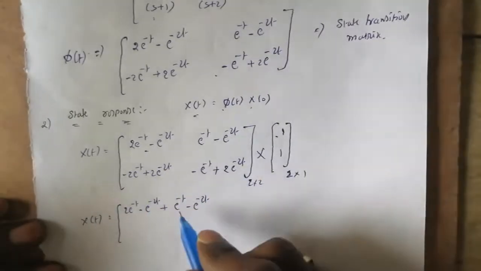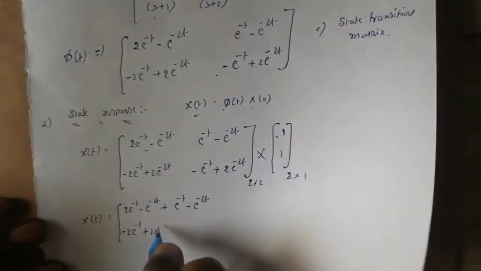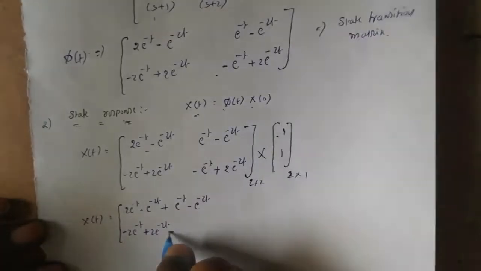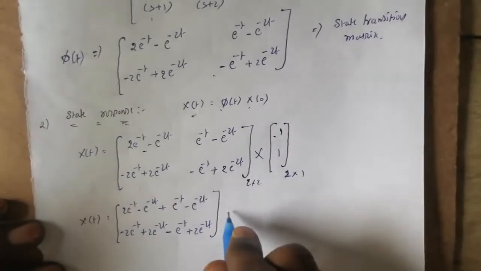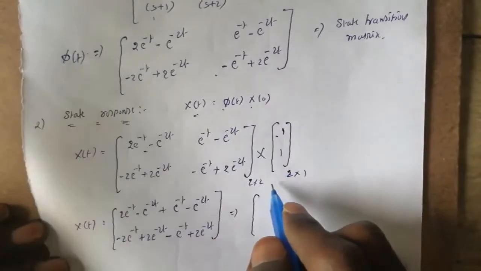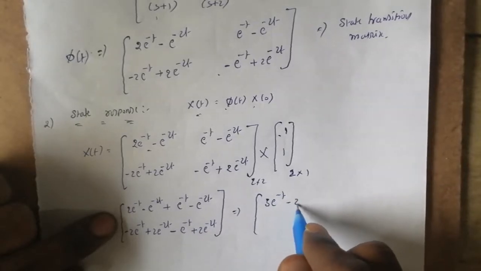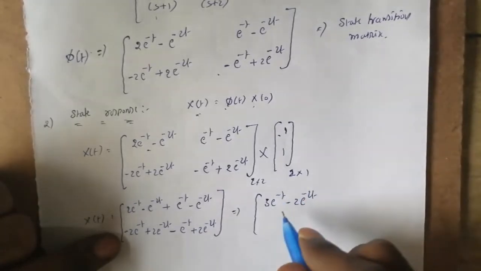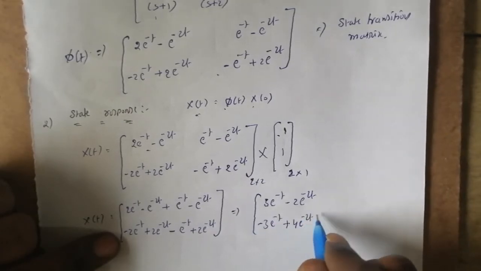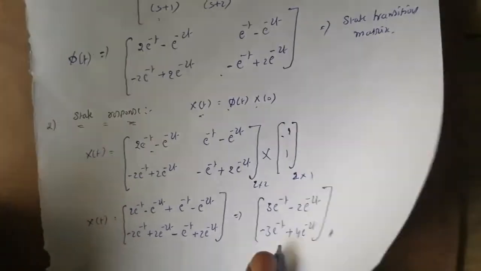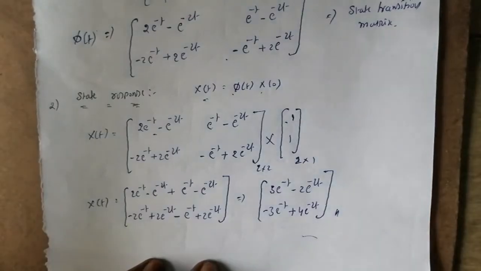Similarly, the first one is over. Next, minus 2 e power minus t plus 2 e power minus 2t minus e power minus t plus 2 e power minus 2t. So if we solve this matrix equation, we get 3 e power minus t minus 2 e power minus 2t, and minus 3 e power minus t plus 4 e power minus 2t. This is the state response from the given state model equation.